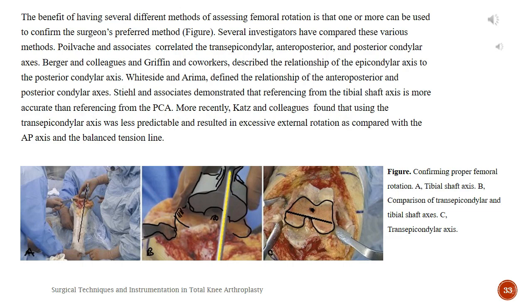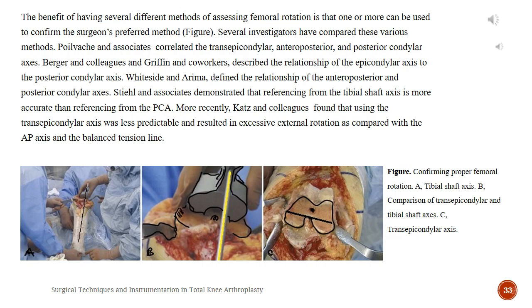Several investigators have compared these various methods. Poilvache and associates correlated the transepicondylar, anteroposterior, and posterior condylar axes. Berger and colleagues, and Griffin and co-workers, described the relationship of the epicondylar axis to the posterior condylar axis. Whiteside and Arima defined the relationship of the anteroposterior and posterior condylar axes. Stiehl and associates demonstrated that referencing from the tibial shaft axis is more accurate than referencing from the PCA.